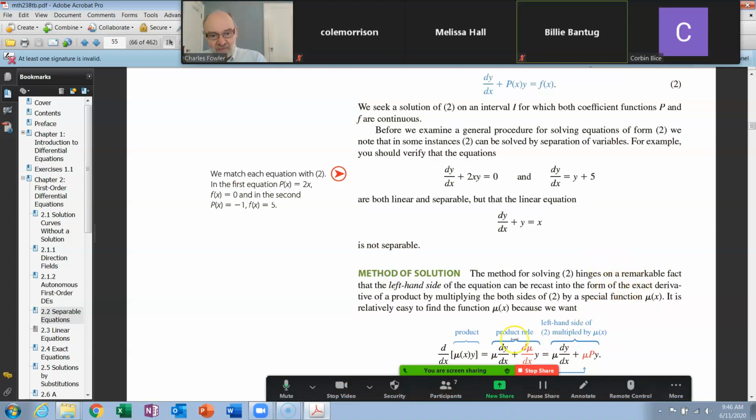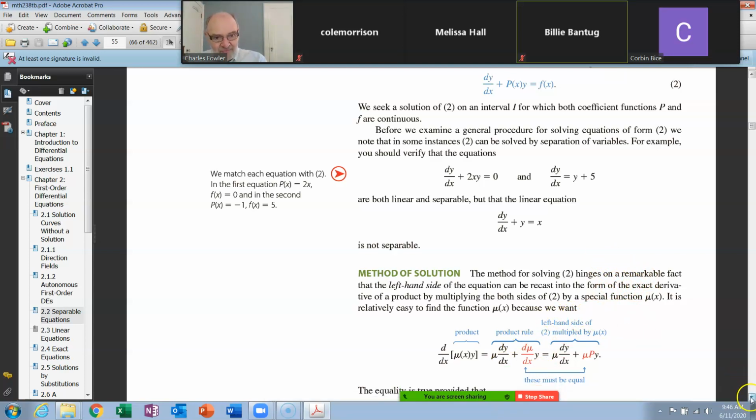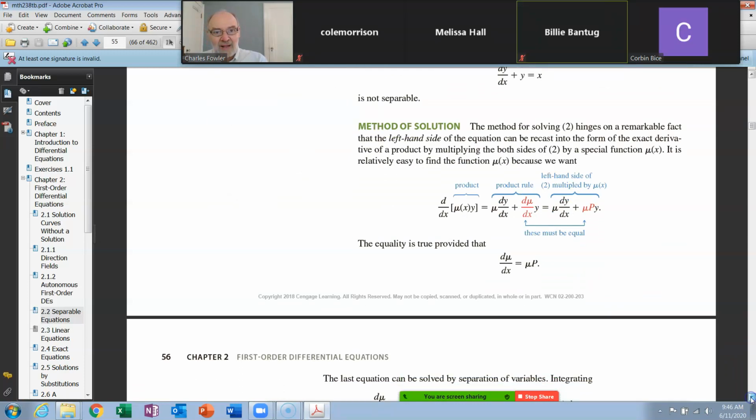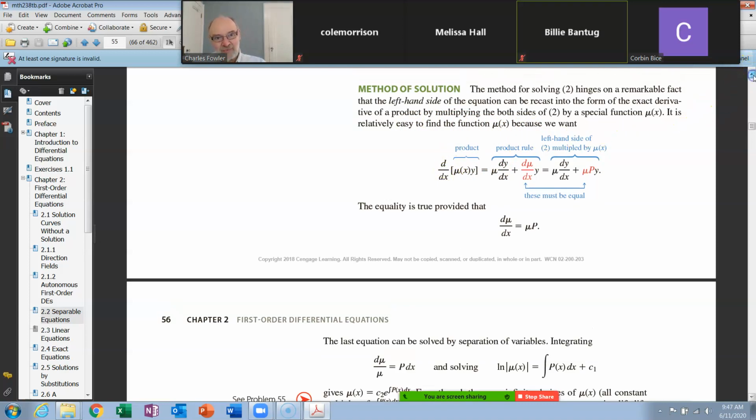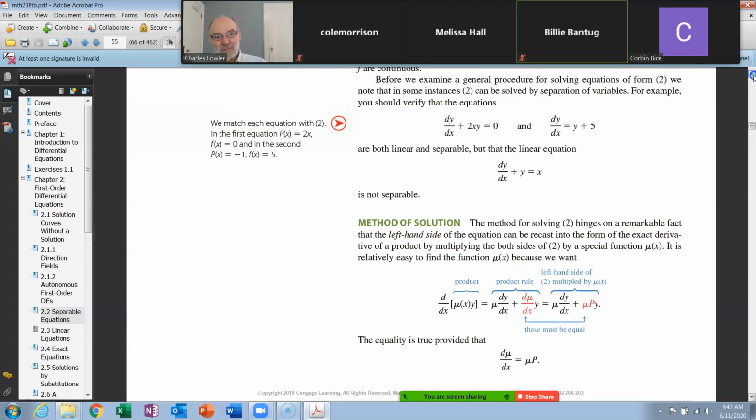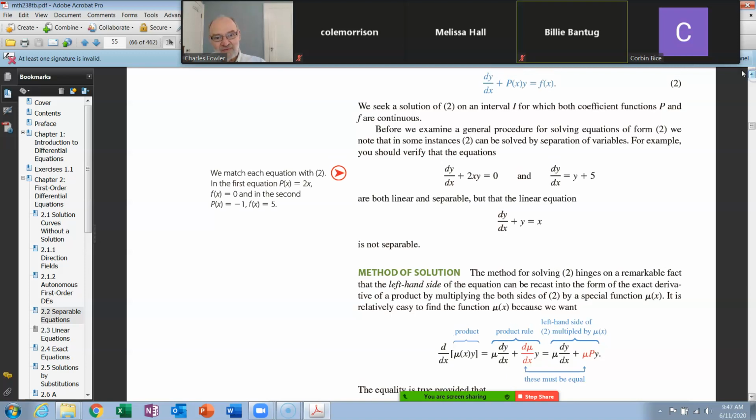So what we're going to do to begin with, let me scoot this up some, is multiply everything on both sides of the equation by that mu of x. Obviously mu of x should not be 0, because then you wiped out all meaning. So as long as mu of x is not 0, it's a legal thing to do. So multiply this by mu of x. It says it's relatively easy to find the mu of x because we want, let me go back and rephrase what my recast was. Go back to this equation here.